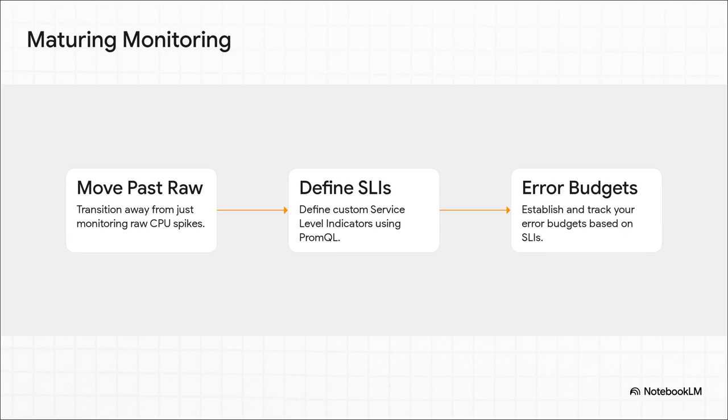Step 2, you define custom service level indicators, or SLIs, using those precise PromQL metrics, pulling directly from the centralized metric scope we just established. And finally, step 3, based on those SLIs, you establish your error budgets. This procedural shift is exactly what takes you from reactive fixing to proactive reliability engineering.